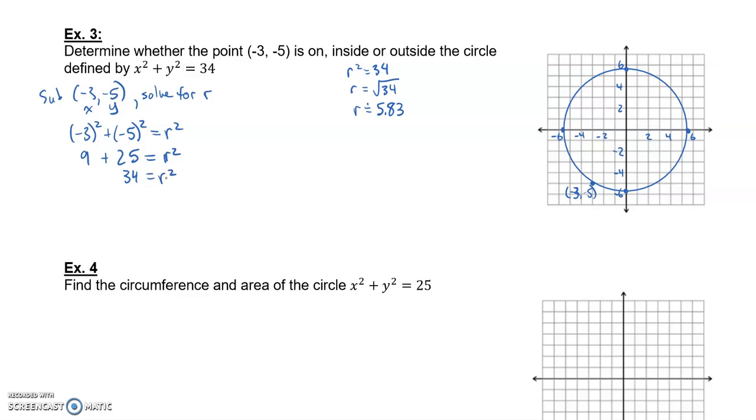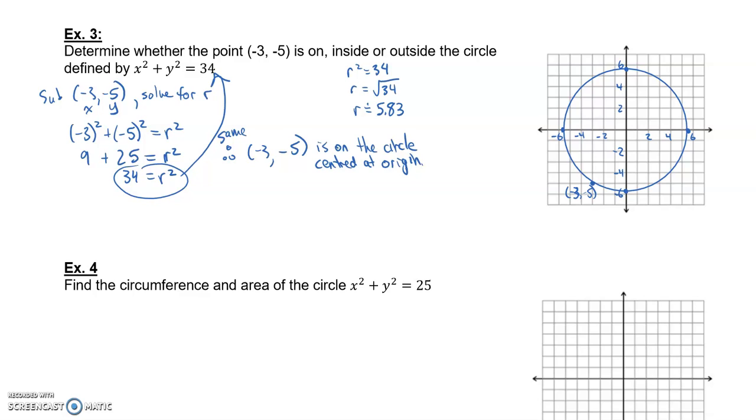9 plus 25 is 34. Well, if r squared is 34, this value is the same value as this value, or the radius is the square root of 34, and we would conclude, therefore, since these are the same, that -3, -5 is on the circle. Notice that it's also centered at the origin. All these circles that we're doing are centered at the origin, but it's important just to note that. If the r squared value was a little bit bigger than 34, we would say it's outside the circle. If it was a little bit smaller than 34, we would say it's inside the circle. So that's how we would do that comparison.